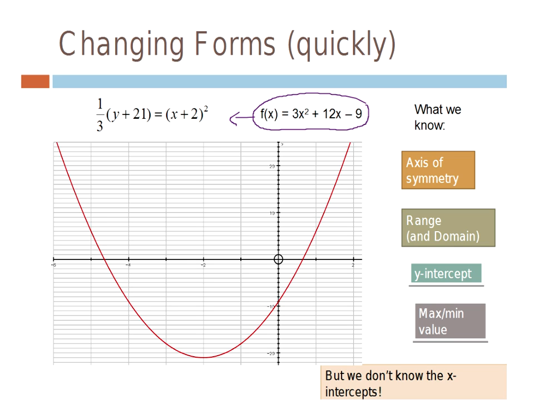I kind of needed it to change into that function to get it, but now I can do that very quickly. And that means that I can get the axis of symmetry, the range, the y-intercept, the max-min value of the vertex. The max-min value is always the y value of the vertex. But we don't know these values yet. We don't know these x-intercepts, and they become very important when we start to give meaning to these functions.